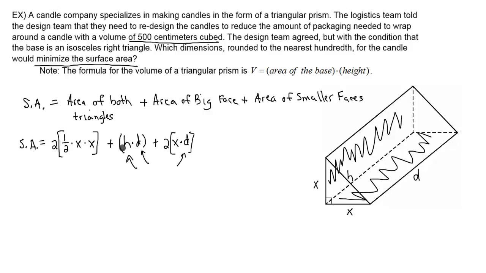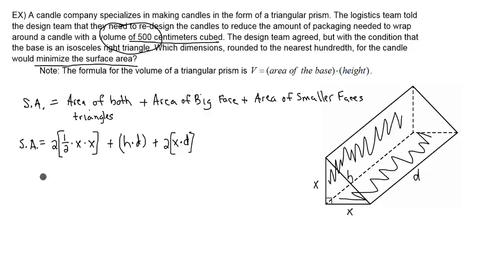So we have to come up with equations for h and d, or equations that involve h and d, solve it for h or d, and then substitute it in to get rid of those. So let's move on to that step. Let's go back to the problem. We know that we have a volume of 500.